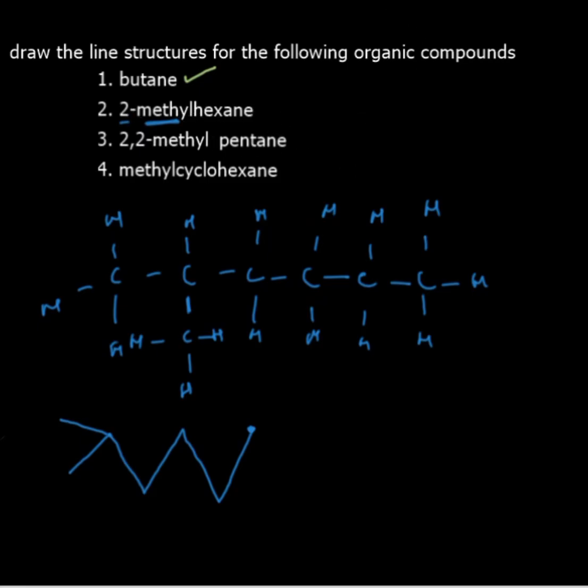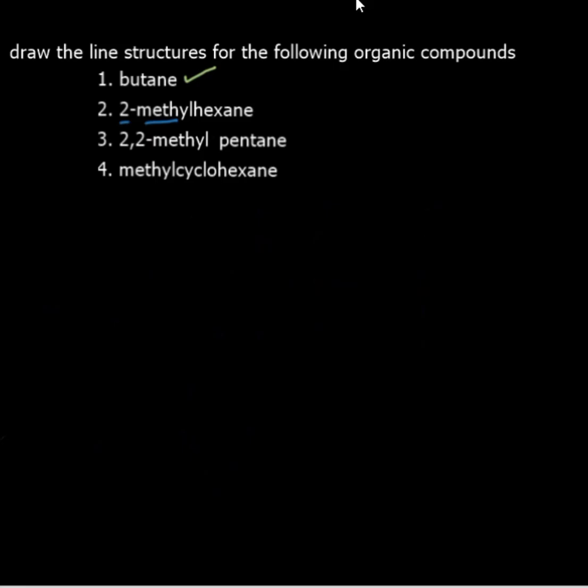2-methyl-hexane. Now let's look at the third question. We have 2 branches in this case, and they are all on carbon number 2. The longest chain will be with 5 carbon atoms, so it's going to be 1 2 3 4 5, connected with single bonds. The branch will be over here, just like that.